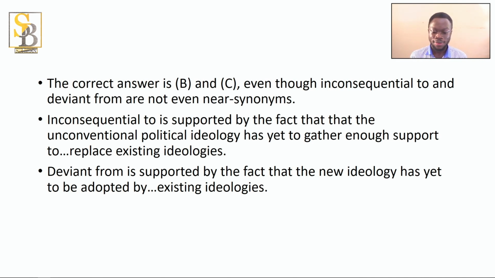Inconsequential to is supported by the fact that the unconventional political ideology has yet to gather enough support to replace existing ideologies. Has yet to gather, to replace. Then deviant from is supported by the fact that the new ideology has yet to be adopted by existing ideologies. So this is just to help us see how the cautionary tale plays out, that it's not always synonyms.